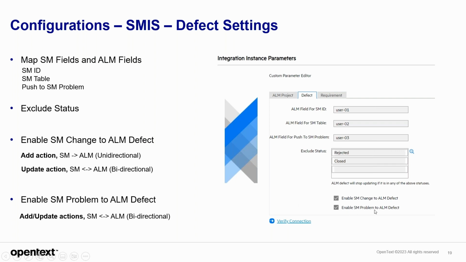Enable Service Manager problem to ALM defect checkbox. This option is a little bit different from SM change to ALM defect. Because between SM problem and ALM defect, both the add and update actions are bidirectional. We support creating an SM problem from an ALM defect and also support creating an ALM defect from an SM problem. The update is also bidirectional between each other.